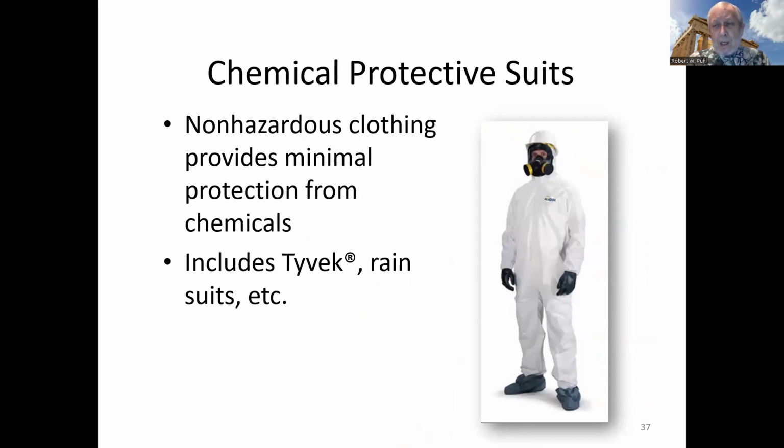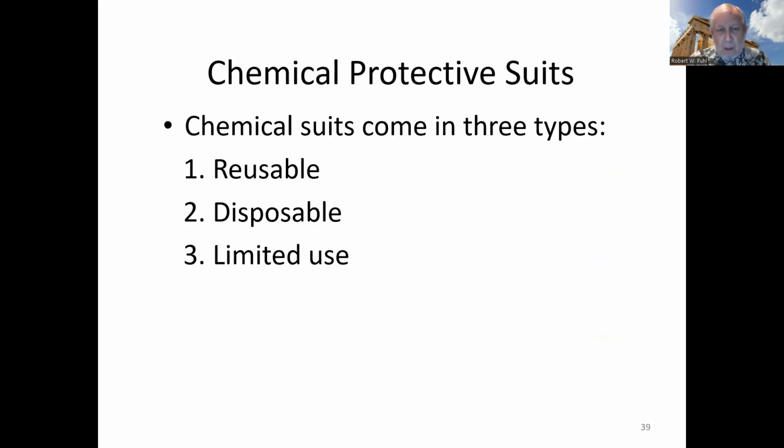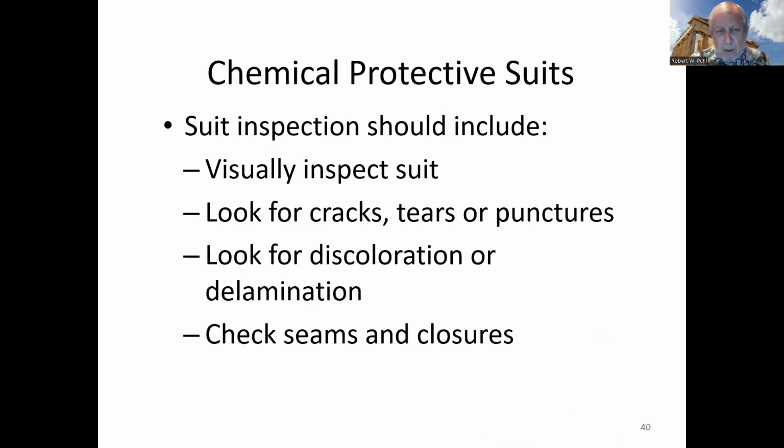That's why you need to know what you're getting into when you choose and don a protective suit. Chemical suits use different seams for added protection. Seams can be crucial to the protection factor of the suit. Obviously, if it's a gas, it can get through a lot of very minute openings. A regular seam like you have in your clothes is not going to work. You need a seam that's made for these, anywhere they're sewn, and they are sewn. Chemical suits come in three types: reusable, disposable, and limited use.